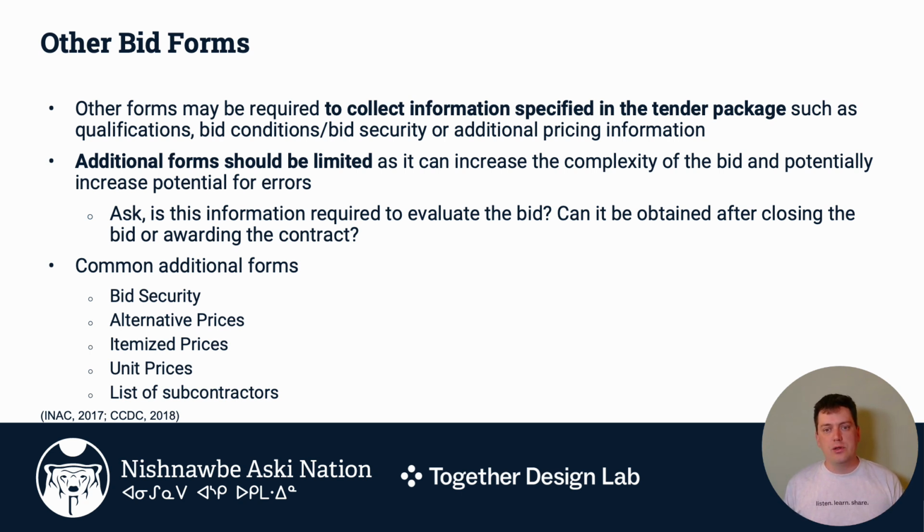Now, there are a few other forms that may be required to collect information specified in the tender package. So these are additional things that a potential bidder would have to submit. You see the note here, and we offer this note in a number of places. It will come up again in the next module, where anytime you're requesting additional information, you're doing so in a way that you need to balance two competing interests.